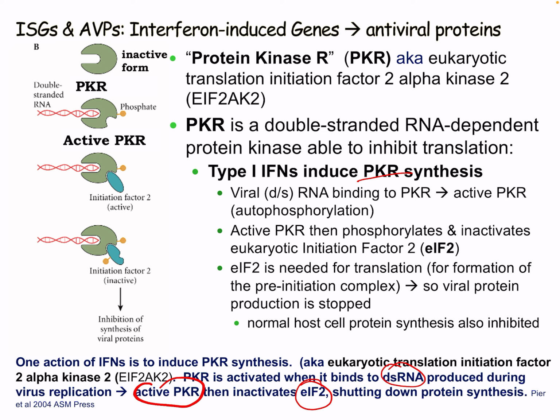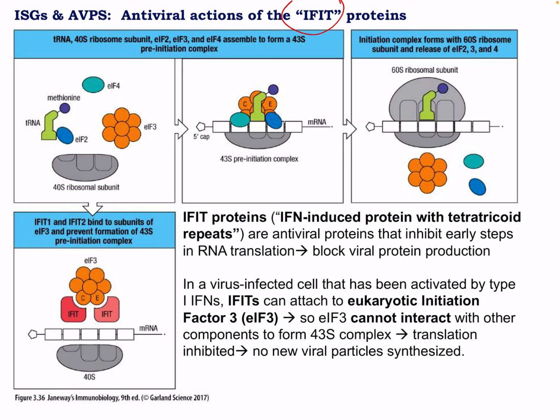So now we're going to take a look at the IFIT proteins. IFIT stands for interferon-induced protein with tetratricopeptide repeats. These are antiviral proteins that inhibit early steps in RNA translation, and they block viral protein production. In a virus-infected cell that has been activated by type 1 interferons, the IFITs can attach to eukaryotic initiation factor 3, or EIF3, so EIF3 cannot interact with the other components of the 43S complex. This results in translation being inhibited in the ribosome, so no new viral proteins are synthesized.